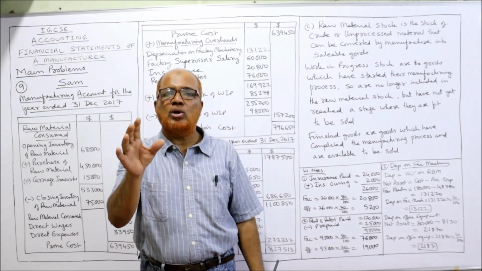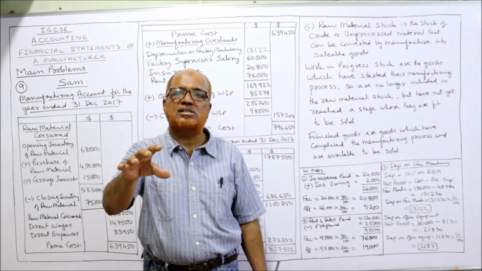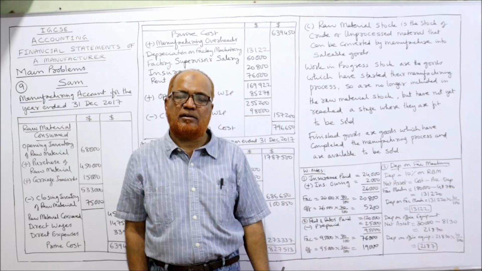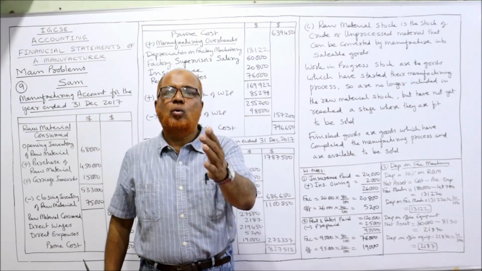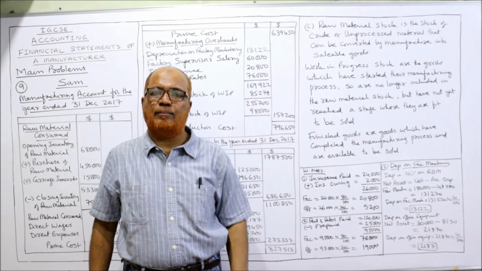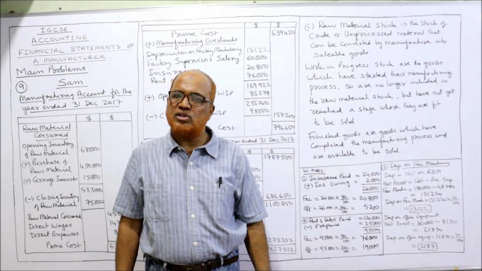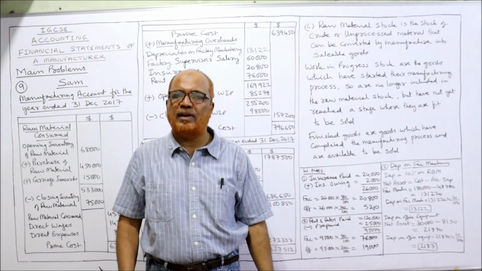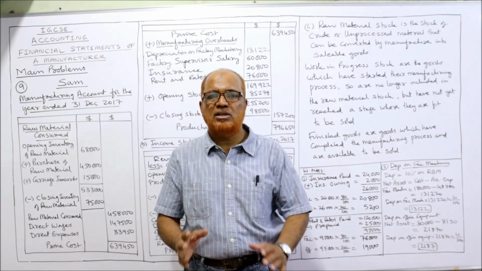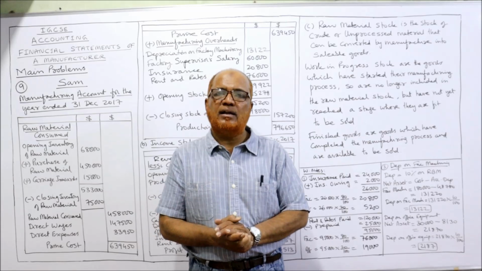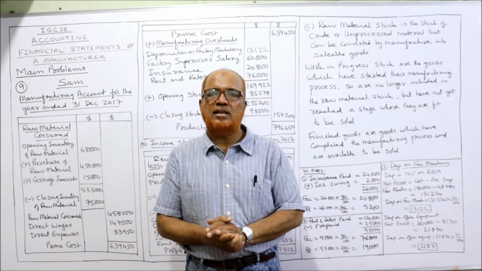Then comes finished goods. Finished goods are those materials on which processing is 100% completed. Manufacturing process is completed and the goods are ready for sale. That is called finished goods. So I have completed 9th problem in this video. Inshallah, we'll continue the next problem in the next video.